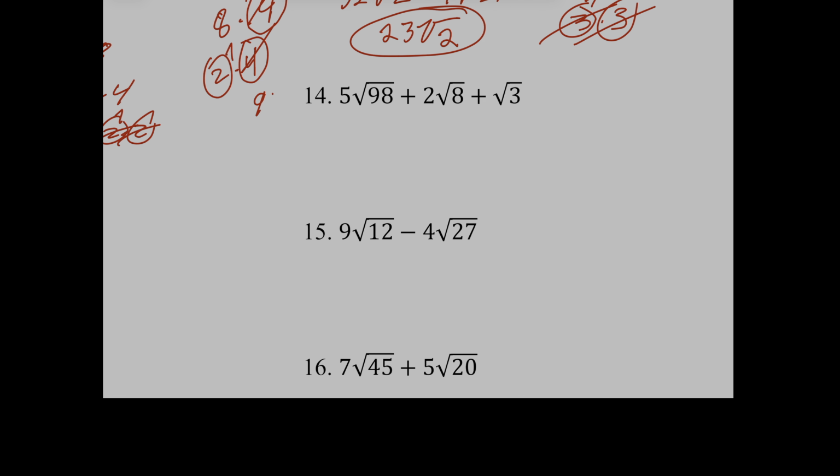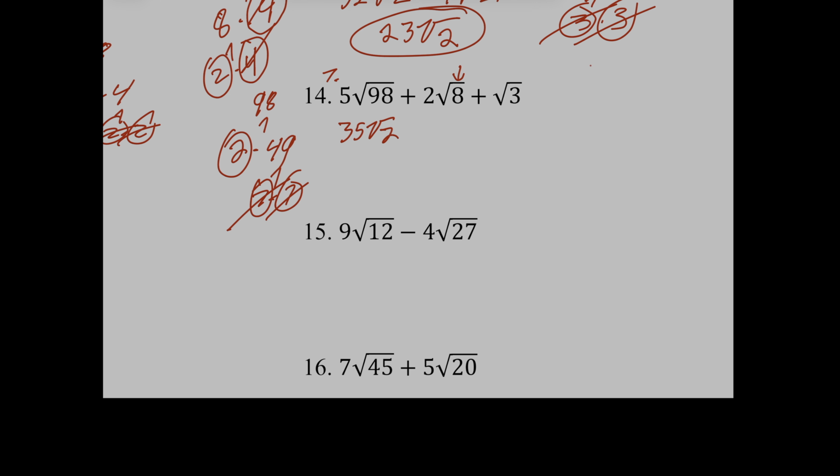Number 14, I'm going to pull a 98 out right here, and that's going to become 2 times 49, and that's going to become a 7 times 7. Cool, I found a pair. I can pull them out and work with the 5. So I'm going to get 35 root 2.